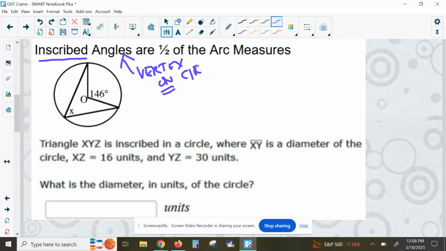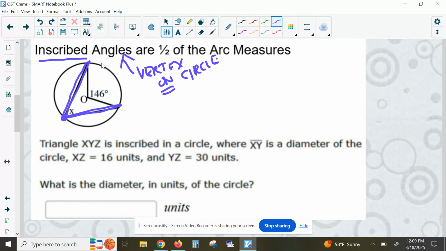Vertex is on the circle, so not in the middle anymore. So in this picture, an example of an inscribed angle would be this one right here. The blue angle is inscribed because the vertex, the point at the bottom of the V, is on the circle. And there's something that's true about that.